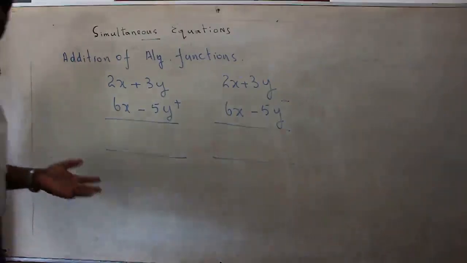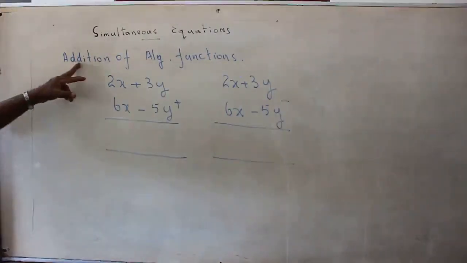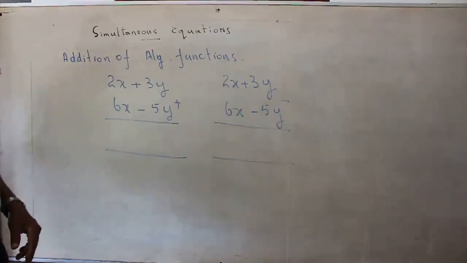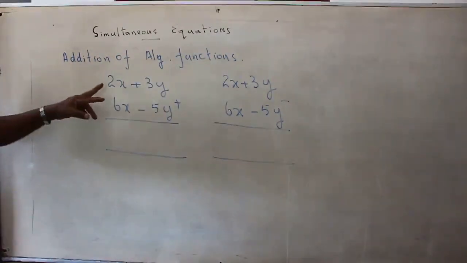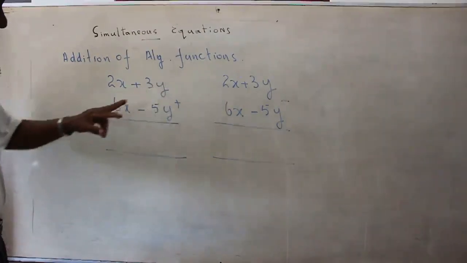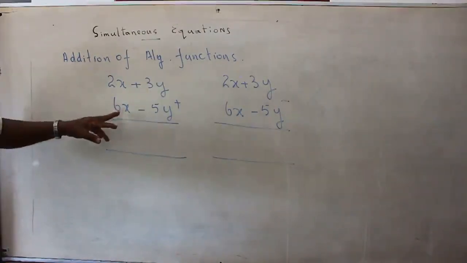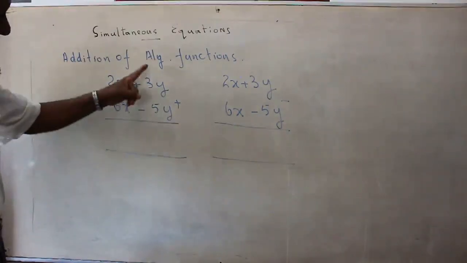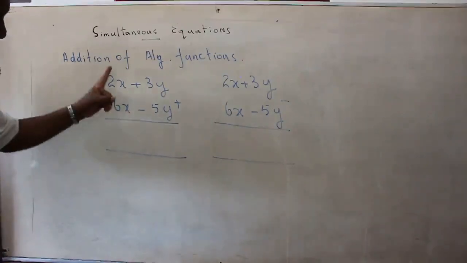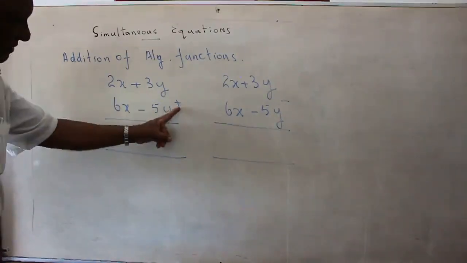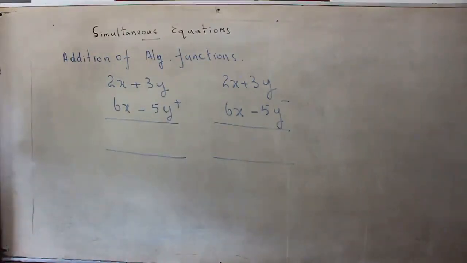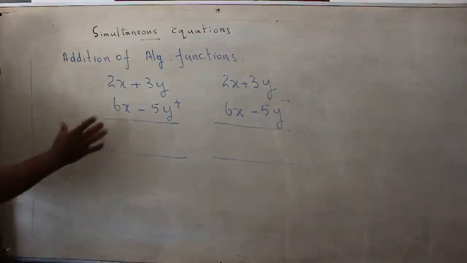Okay, next step. Addition of algebraic functions. Important, very important. Now I write the algebraic function 2x plus 3y. At the bottom I write 6x minus 5y. You can note that I have the y's under the y's and the x's under the x's. And what have I got to do? I have to add these two functions. Now the process is this.